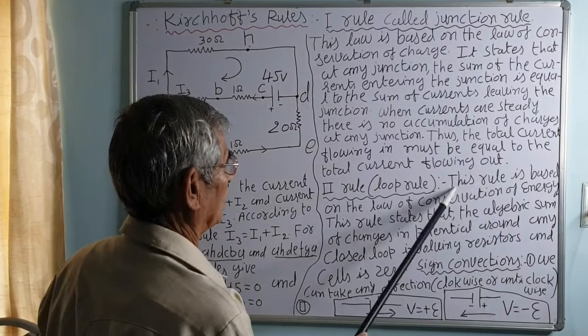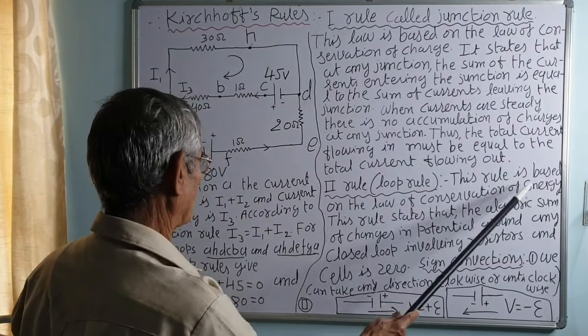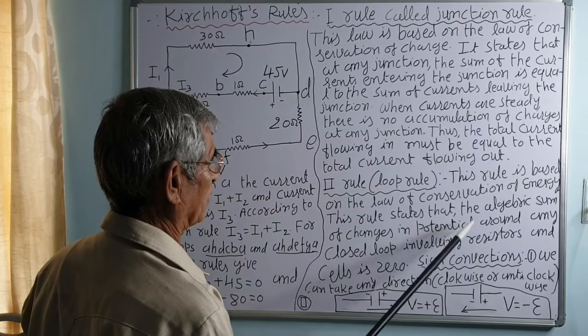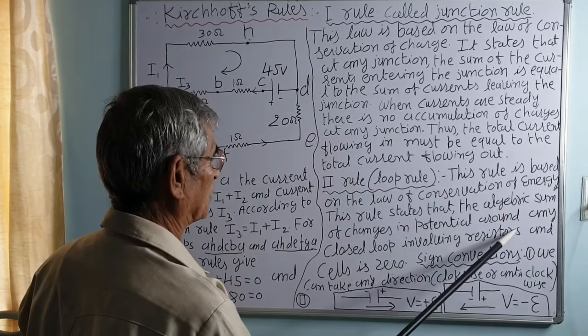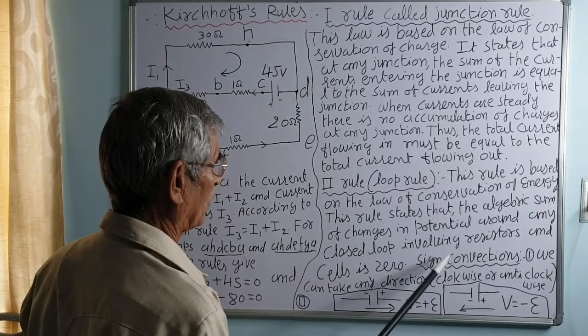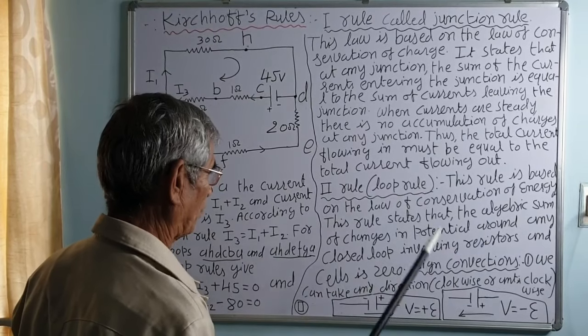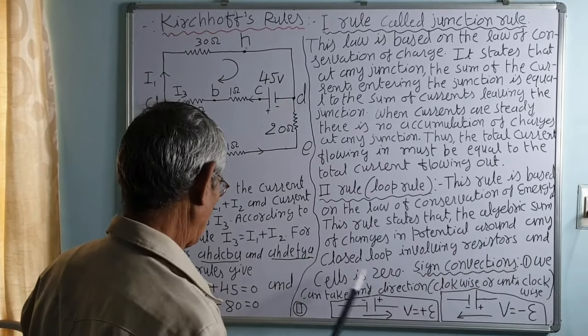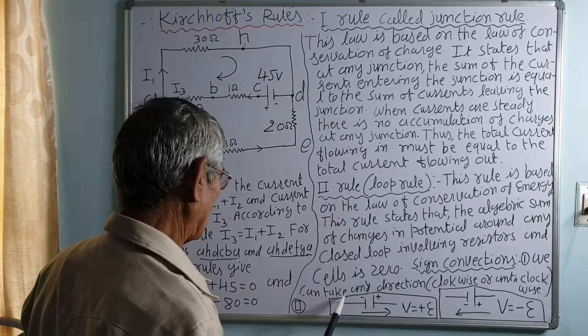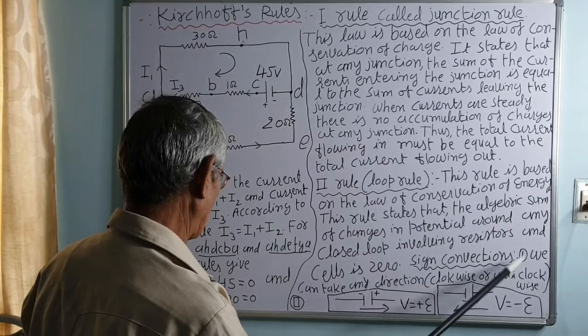The second rule is based on the law of conservation of energy. This rule states that the algebraic sum of changes in potential around any closed loop involving resistors and cells is 0. For the sign convention, we can take any direction, clockwise or anti-clockwise.